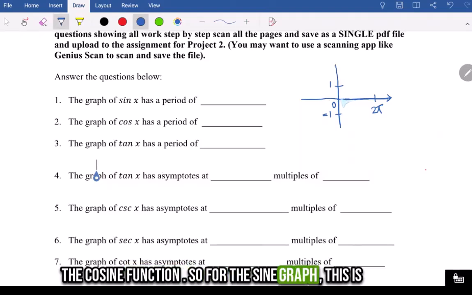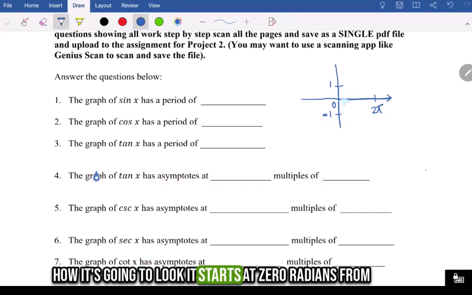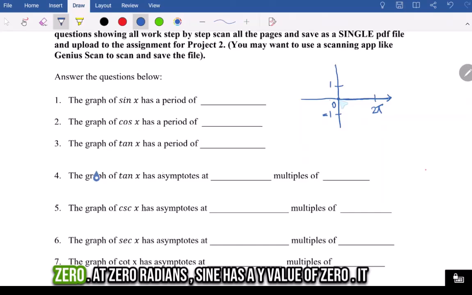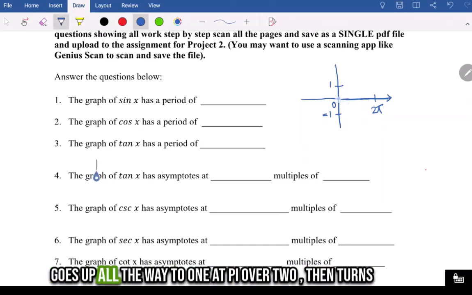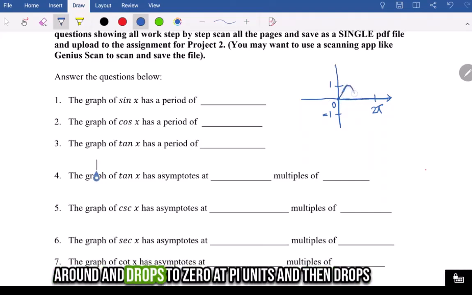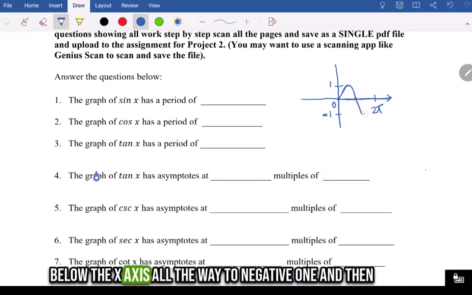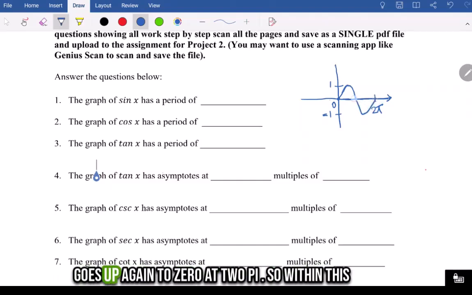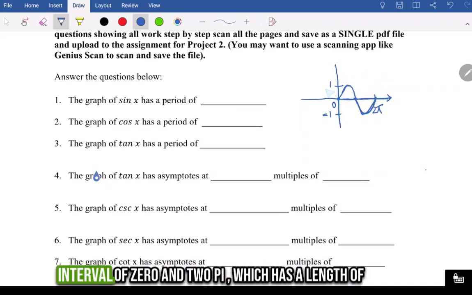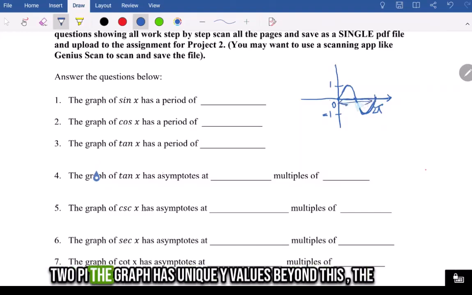So for the sine graph, this is how it's going to look. It starts at 0 radians. At 0 radians, sine has a y value of 0. It goes up all the way to 1 at pi over 2, then turns around and drops to 0 at pi units, and then drops below the x-axis all the way to negative 1, and then goes up again to 0 at 2 pi. So within this interval of 0 and 2 pi, which has a length of 2 pi, the graph has unique y values.